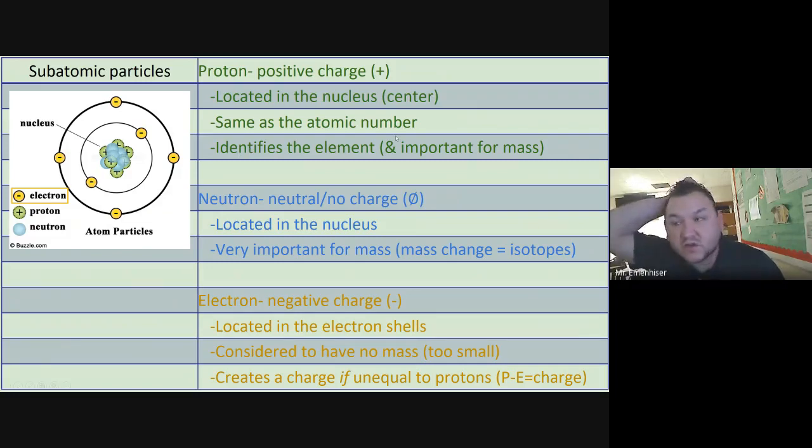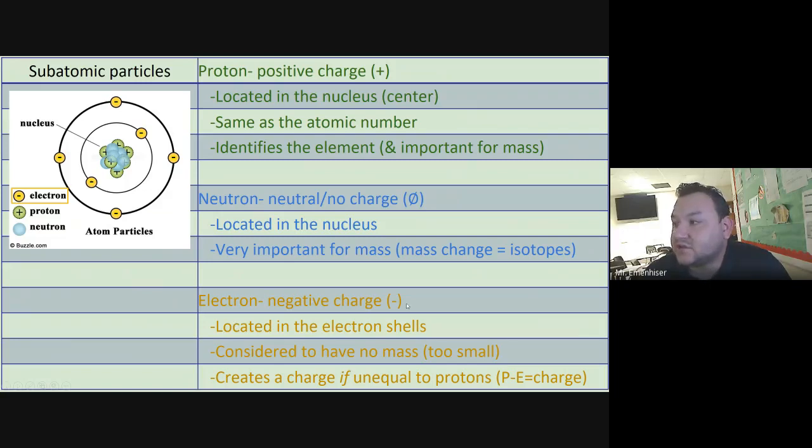The neutron has no charge. It's located in the nucleus, and that's easy to remember. Neutron, no charge. They both start with N. They're located in the nucleus. They have mass. So protons and neutrons have mass, and when you add them together, you get the mass number of the atom, because all the mass in the atom comes from the protons and the neutrons.